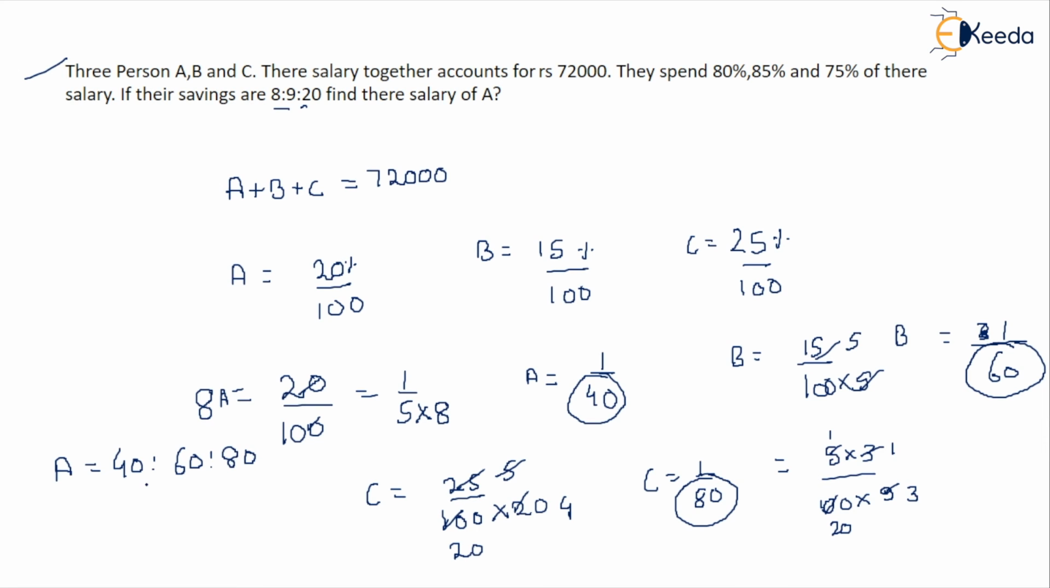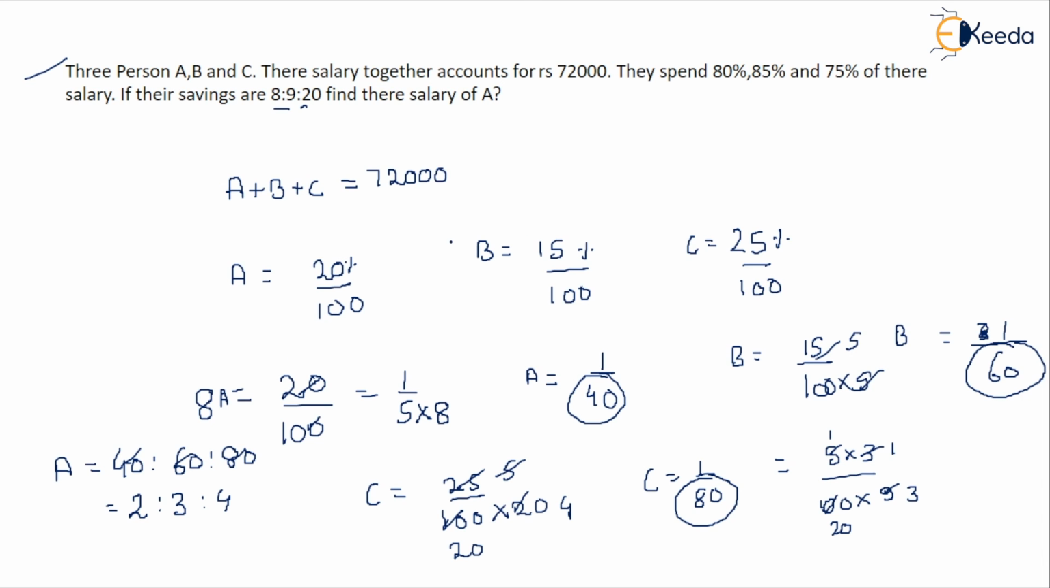So I can simply write A's value as 40, B's value as 60, and C's value as 80. Okay, so these all are coming in the table of 20. So I can simply divide it, right? So this ratio will come out 2:3:4. This generally is the ratio of their entire salary, right? So from this, can I find out the salary of A? Yes, I can find out.